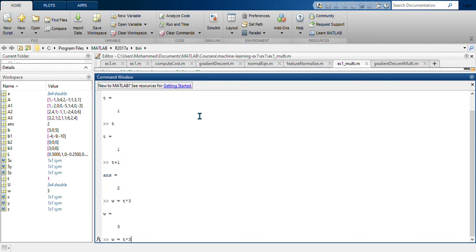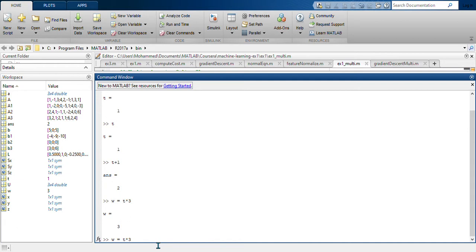Now whenever we type a command like this, we can put a semicolon in the end. The semicolon basically suppresses the answer from being printed on the screen. So previously, when we didn't put a semicolon, the answer got printed on the screen. And if you see here, we said w equals t into 3. That means the answer is getting stored in a new variable called w. So the answer is in w now.